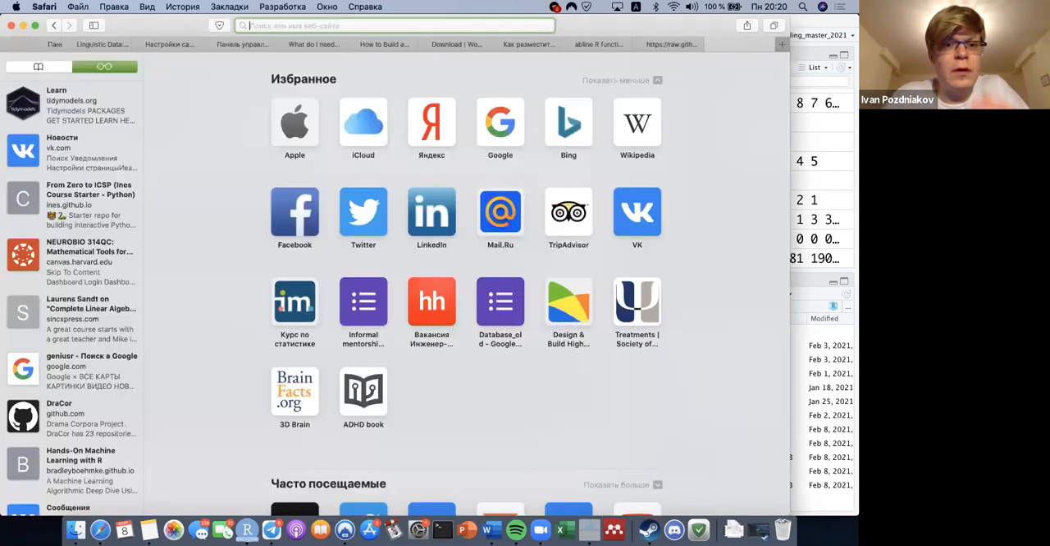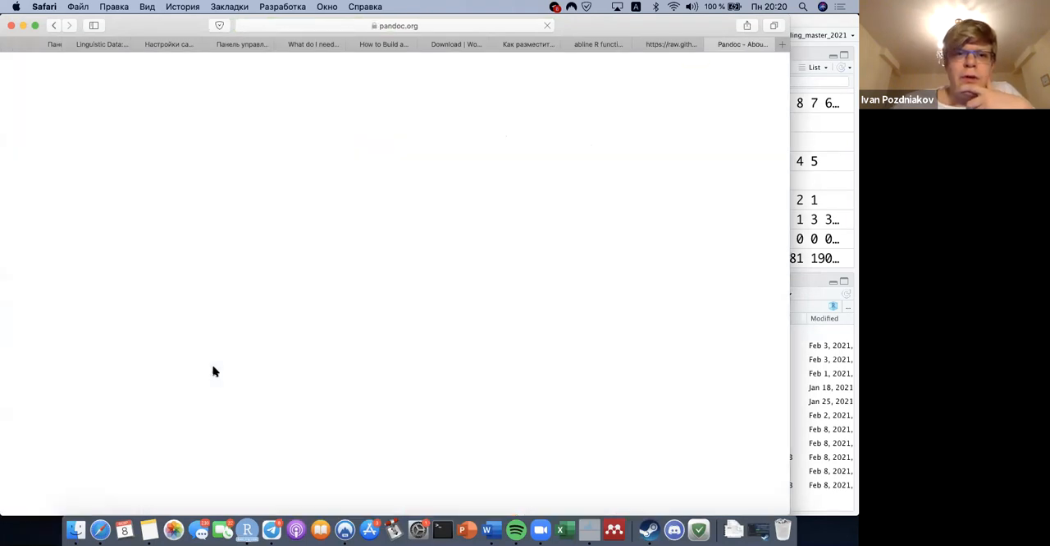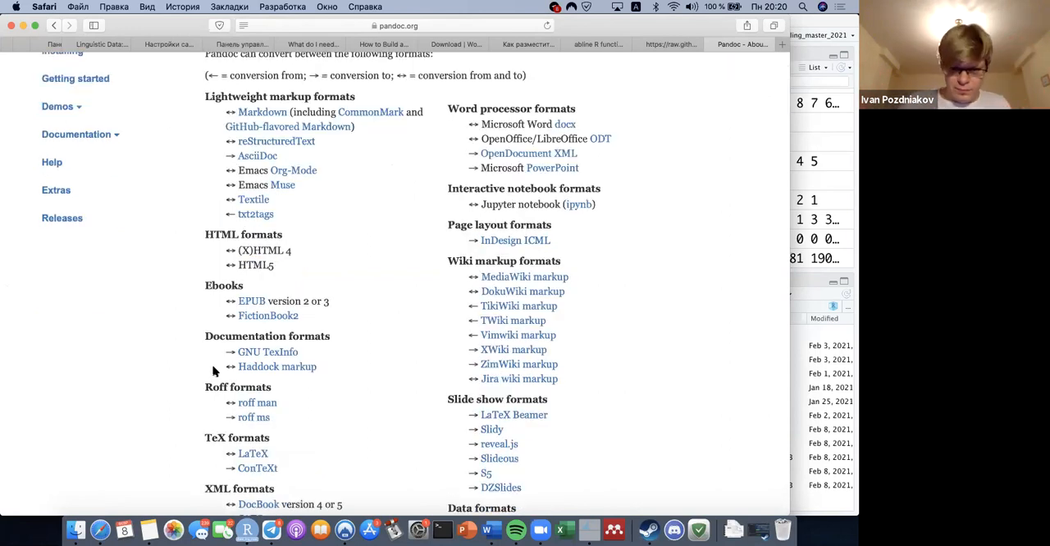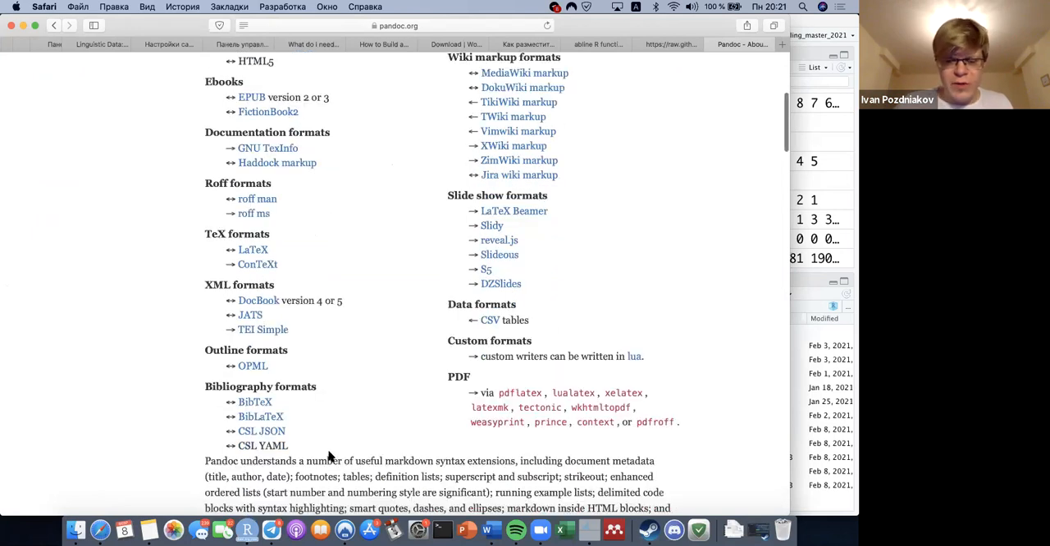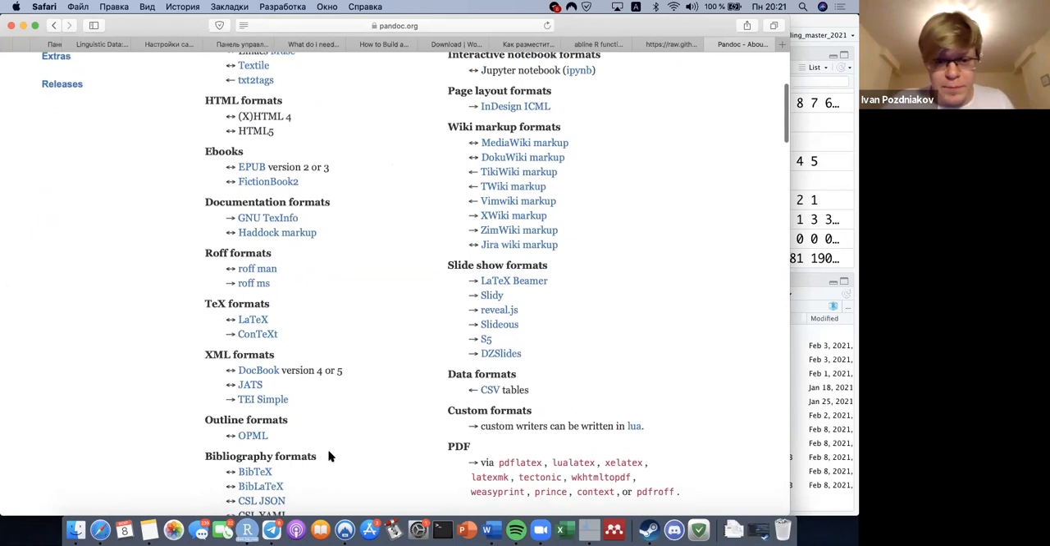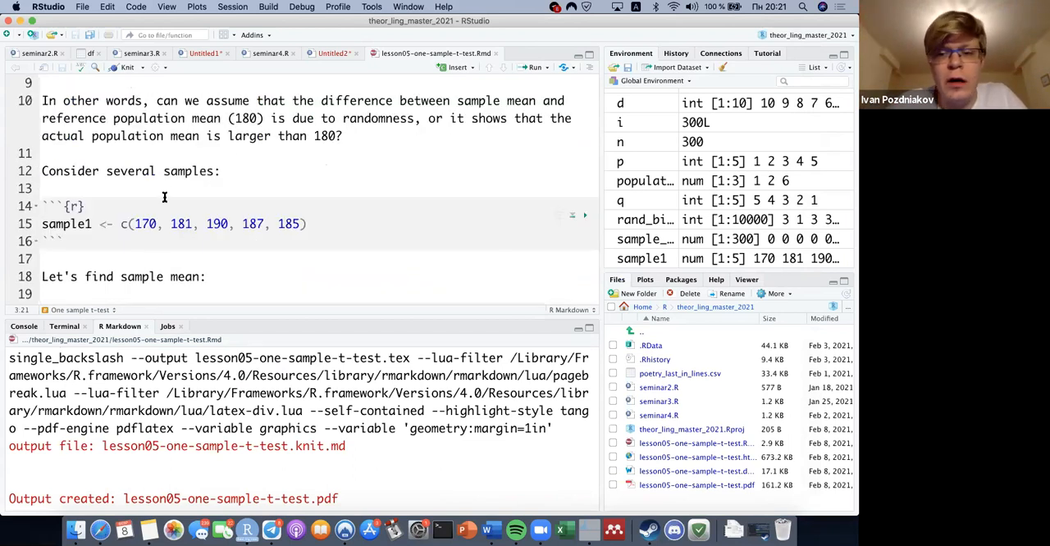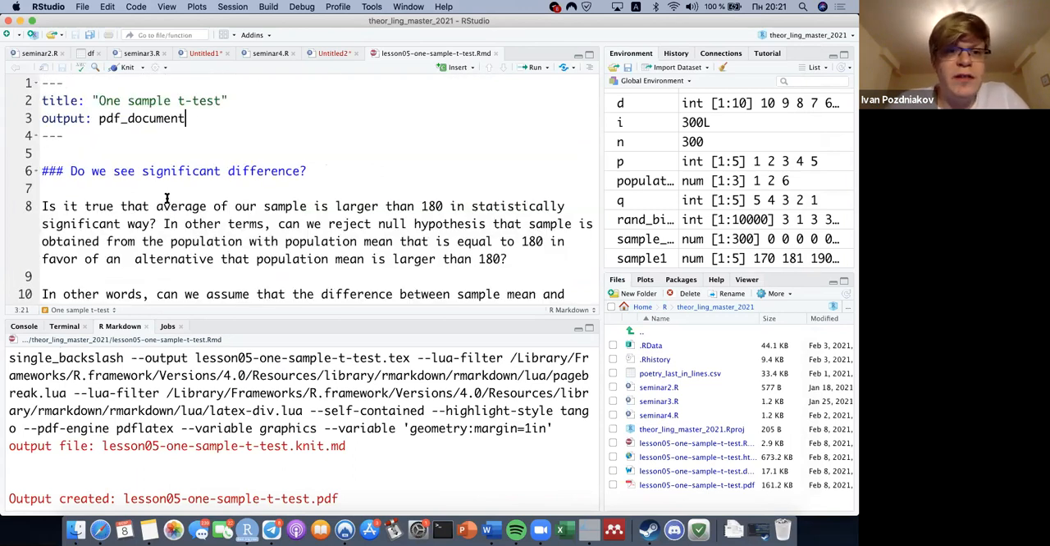So it's all based on the pandoc program that can convert from Markdown to Microsoft Word, to any other Word-like document, to PowerPoint, to EPUB electronic books, and all other formats, to LaTeX, to HTML, and so on. Oh, even TI. So basically, R Markdown is something like a wrapper on this program that also adds chunks of R code inside, and that's basically all.